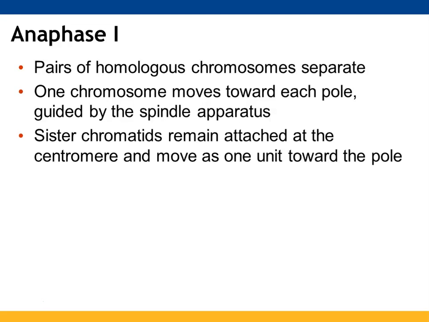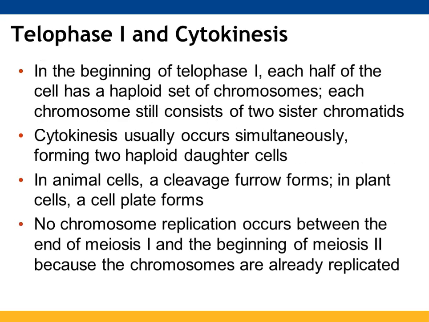In anaphase, they separate. The chromosomes are going to move towards the poles via the spindle apparatus. The sister chromatids remain intact. Only the homologs separate. The sister chromatids stay together.